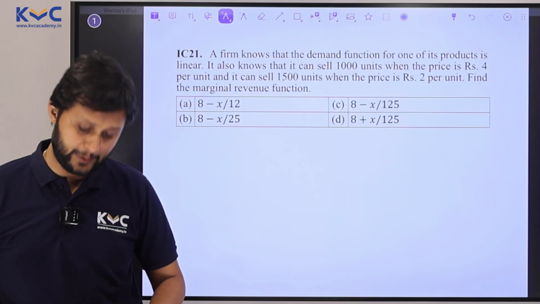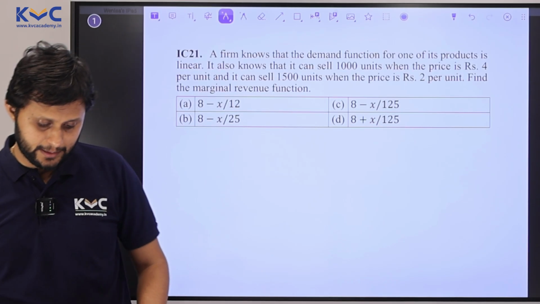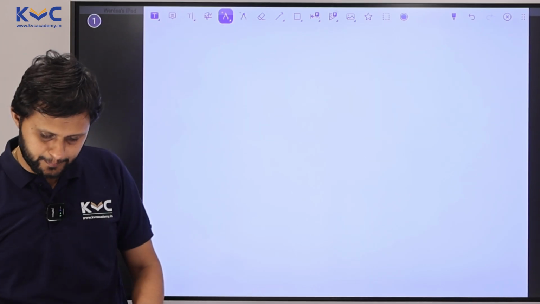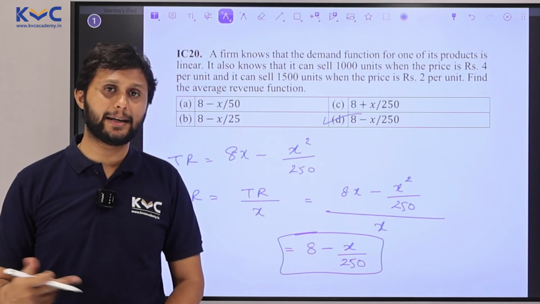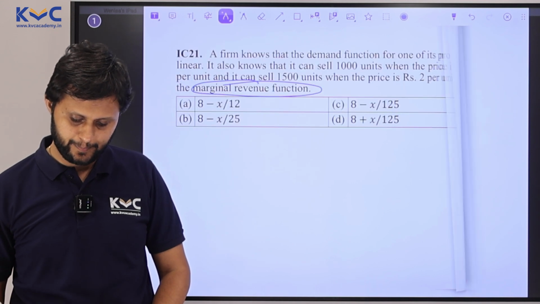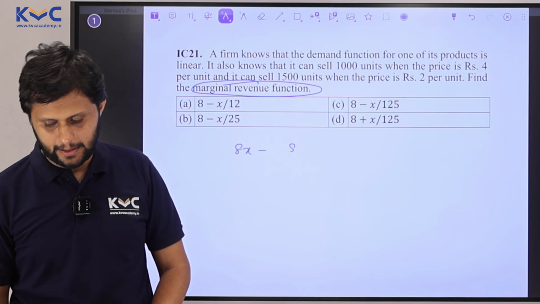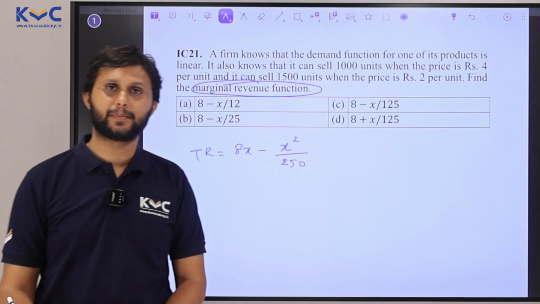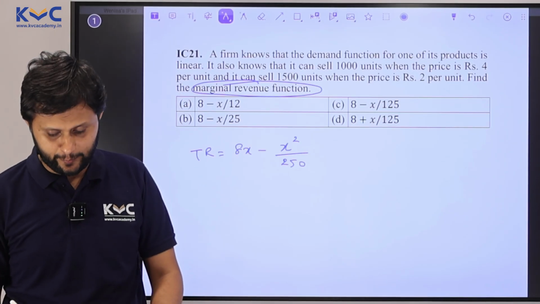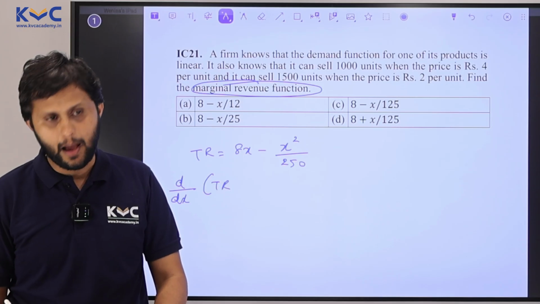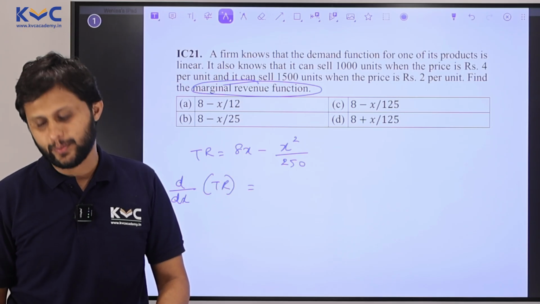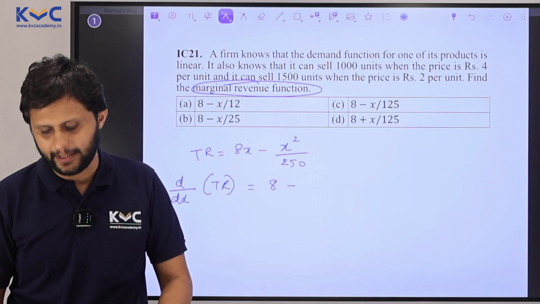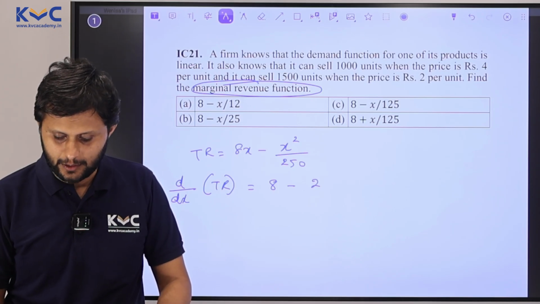So that's done. In fact, for the 21st question we also have the same data, and this time we need the marginal revenue function. The total revenue function we had written earlier: 8x minus x square by 250. To get the marginal revenue function, we need to differentiate. d by dx of total revenue is the marginal revenue function. Differentiation of 8x is 8, minus differentiation of x square, which is 2x.